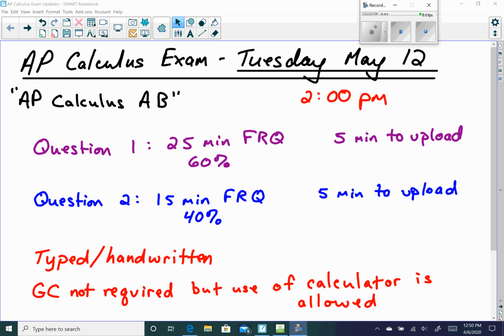Graphing calculator is not required, so all of these problems will be able to be done without a calculator. However, they're saying you could still use a calculator. They're saying you could actually use resources. You could use a textbook. You could use anything on the internet. However, they're going to be phrasing these questions in a way that you can't just Google a response, and keep in mind that you're timed with this.